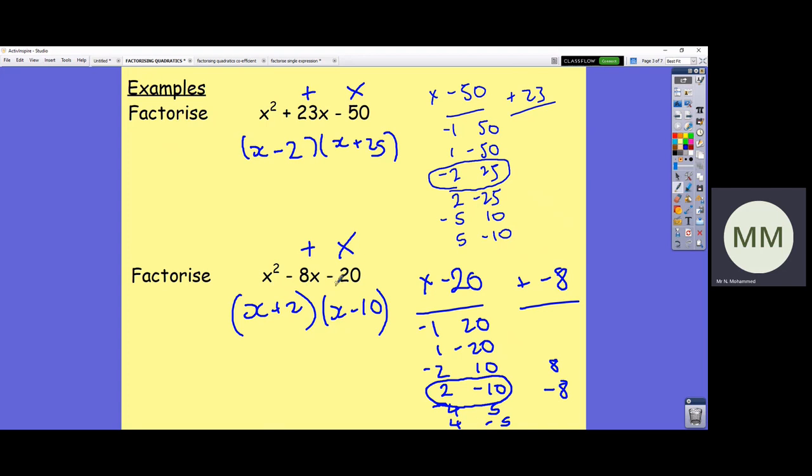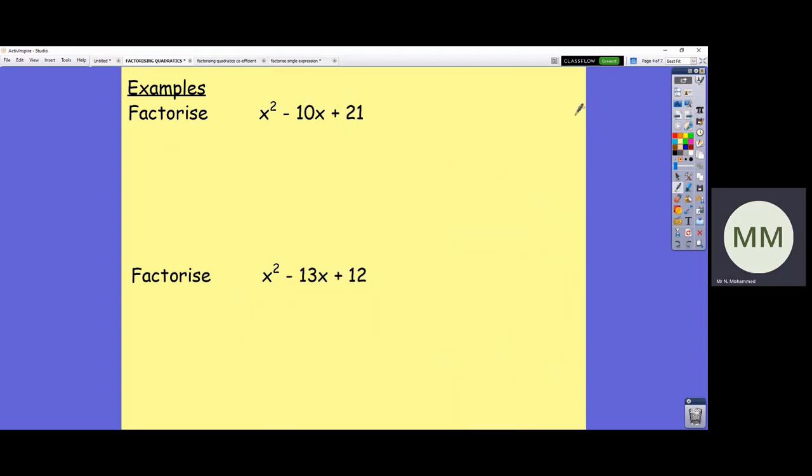What I realize with this is when this is a negative at the end, and this is negative as well, then my bigger number, which is the 10, needs to be a negative. Whereas when the middle number is positive and the last number is negative, then my bigger number is a positive. Isn't that interesting? Anyway, let's finish this off with 2 more examples.